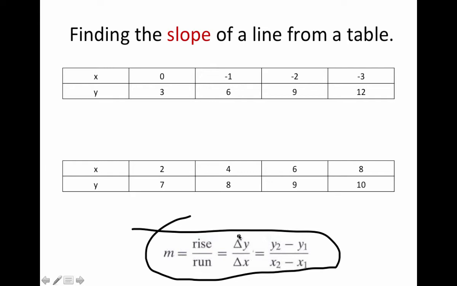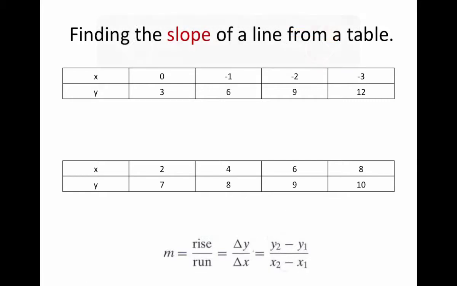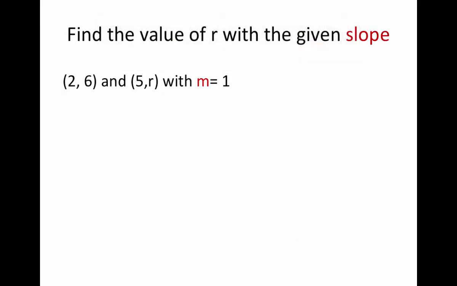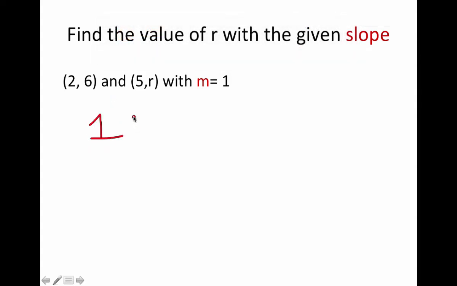Remember, the triangle is the delta symbol for change in. Graph, rise over run. Table, change in y, change in x. Points, y2 minus y1 over x2 minus x1. Now we've got to work backwards on this guy. They give you the slope is 1 equals y2 minus y1 over x2 minus x1.